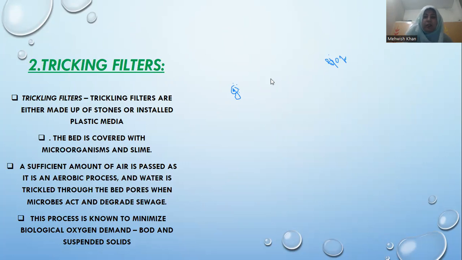Okay, so you can see here the trickling filters. Trickling filter is one of the second techniques of biotechnology that is used basically for sewage treatment. Now, trickling filters are either made up of stones or installed with a plastic media.